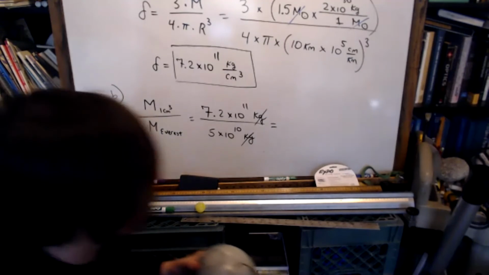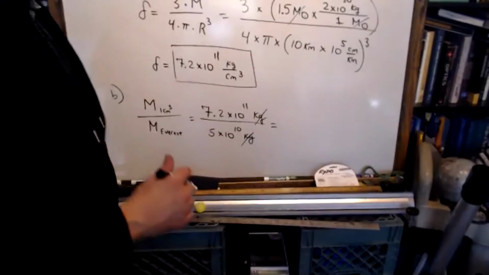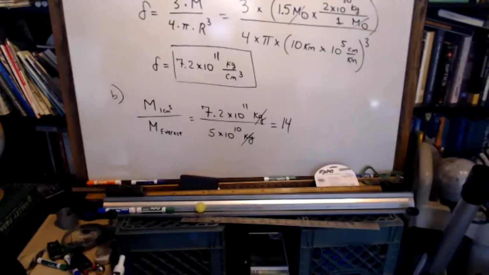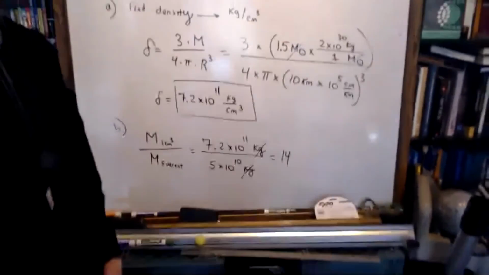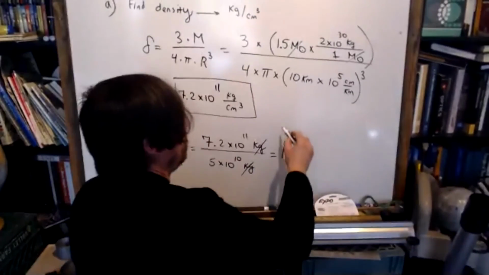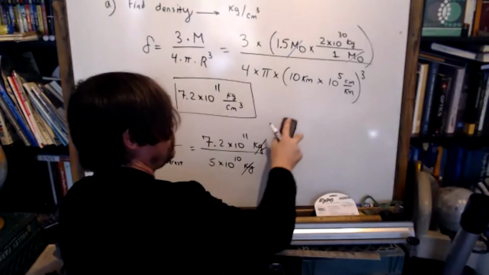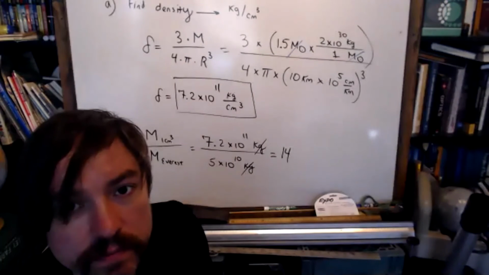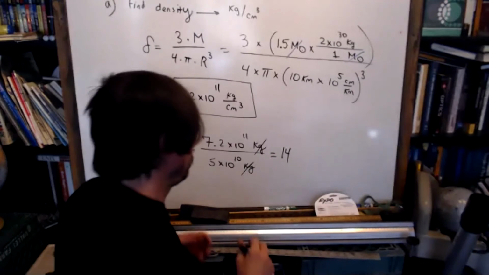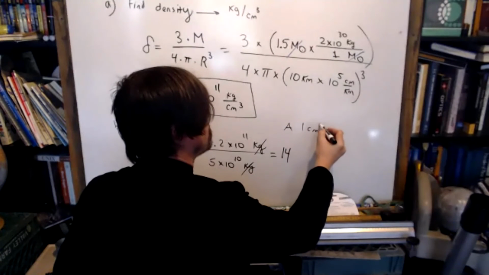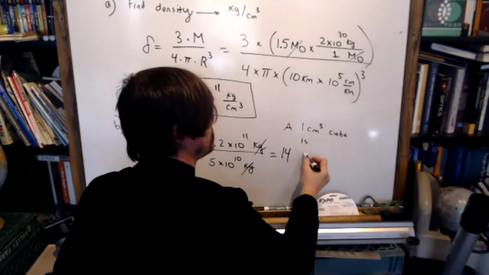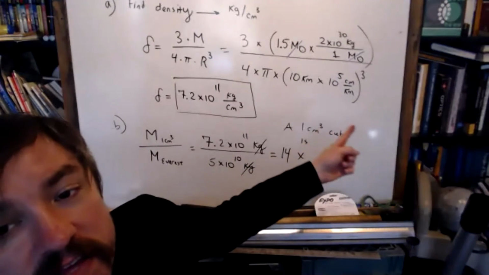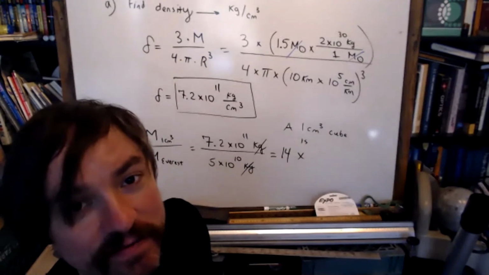Okay. 14.4. And what does the 14 mean, Christopher? Christopher, what's the 14 mean? Isn't that like a ratio or something? Okay. The density of a neutron star is 14 times more dense than Everest. A 1 centimeter cube is 14 times more massive than Mount Everest.